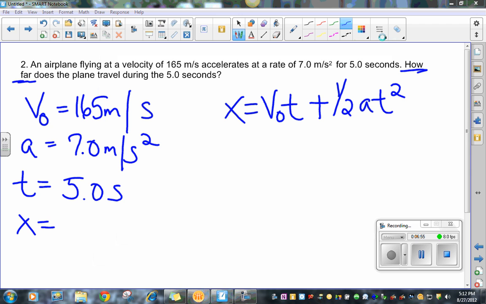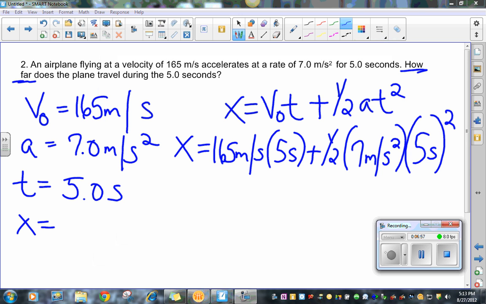Okay, do that. Once you've plugged everything in, it should look like this: 165 meters per second times 5 seconds plus 1/2 times 7 meters per second squared times 5 seconds squared. In this formula, you're only squaring the t, so you're only squaring the 5 seconds. You're squaring the number as well as the unit. In my head, I know it's 25, but it's 25 seconds squared. The unit also has to be squared.